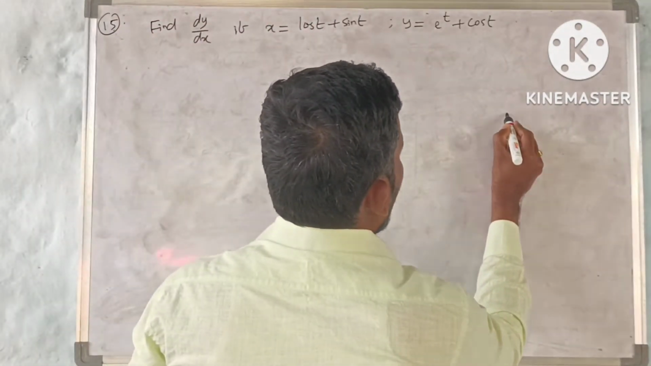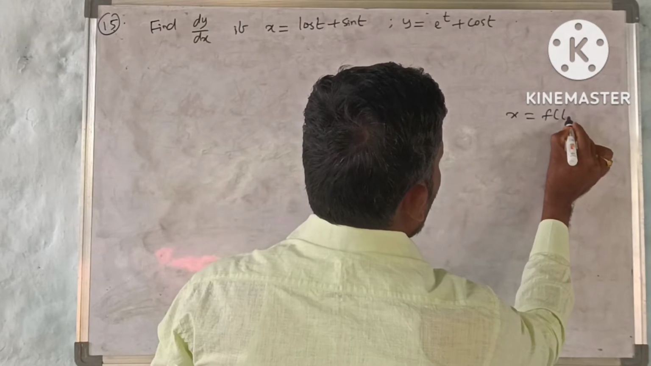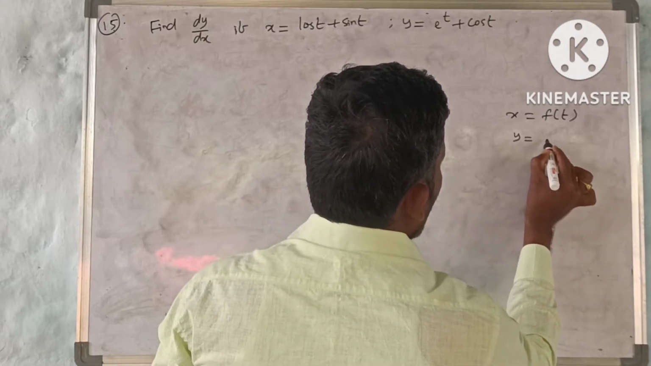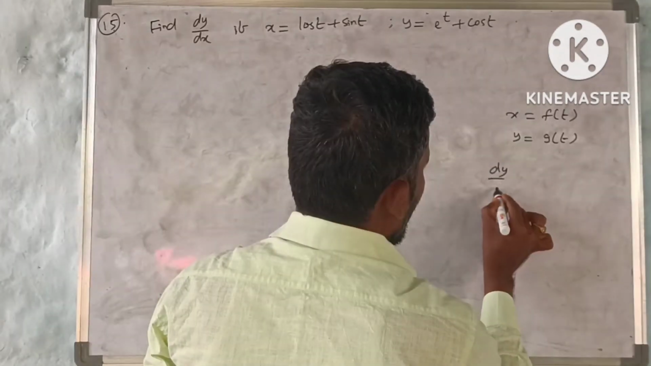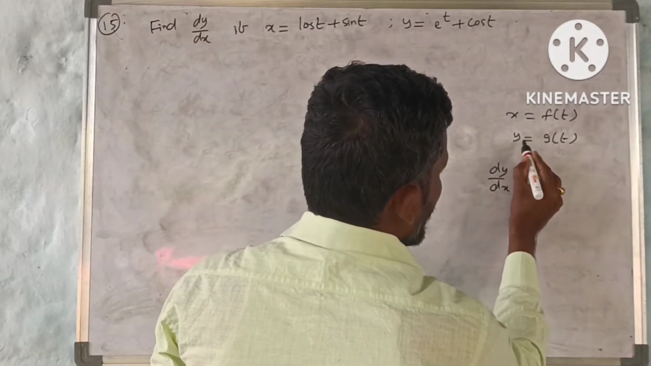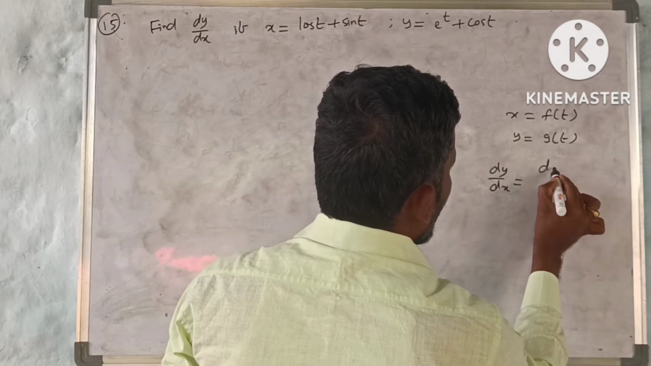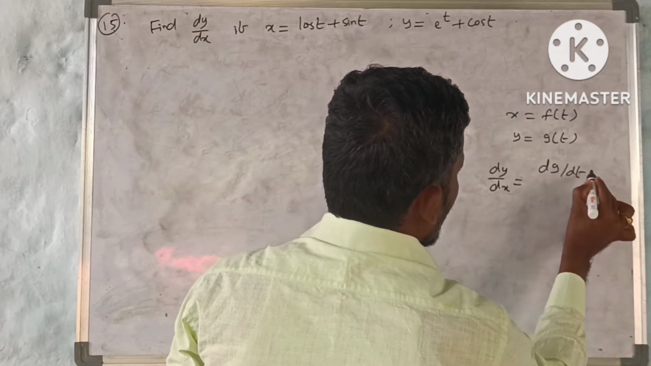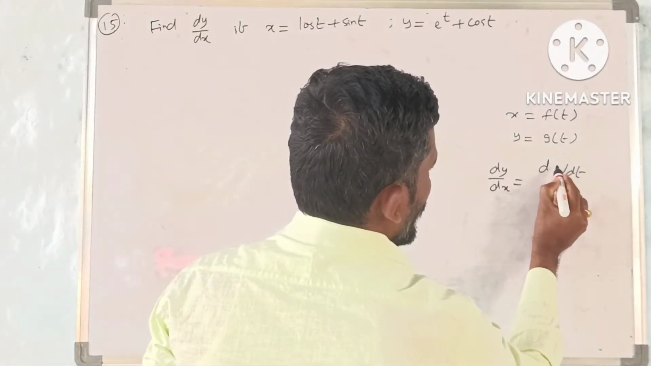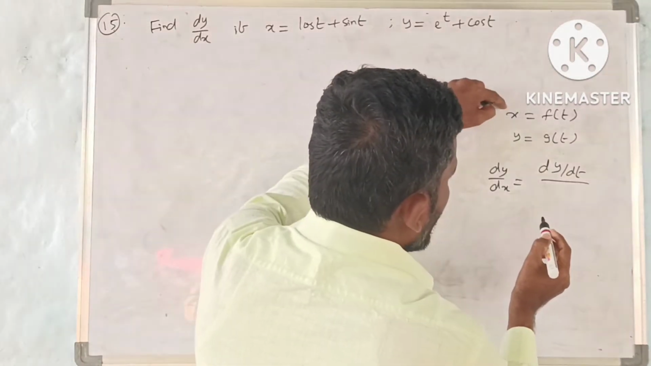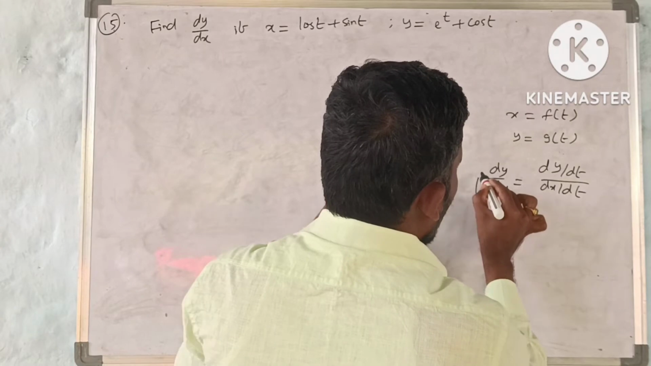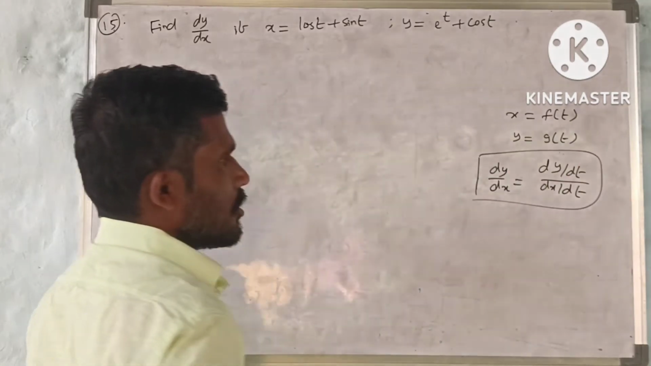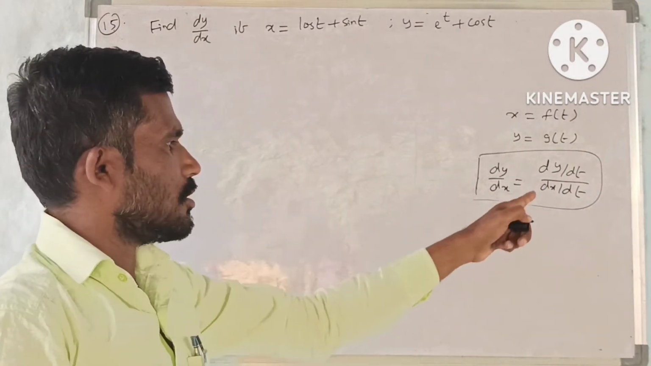So x is a function of t, y is a function of t, then dy by dx is, since y is a function of t, you have to take the derivative with respect to t only, so that is dy by dt, and x is also a function of t, so dx by dt. So this is the formula for parametric functions. This is called parametric differentiation.